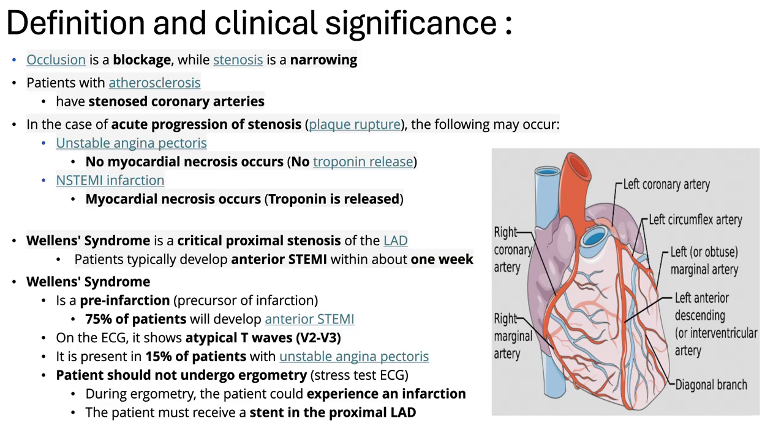And it's present in about 15% of patients with unstable angina pectoris. If we have such patients, they should not undergo ergometry. It's also called stress testing, because during ergometry, the patient could experience an infarction. That's why we should send them immediately to coronarography so that we can put a stent in the proximal LAD.